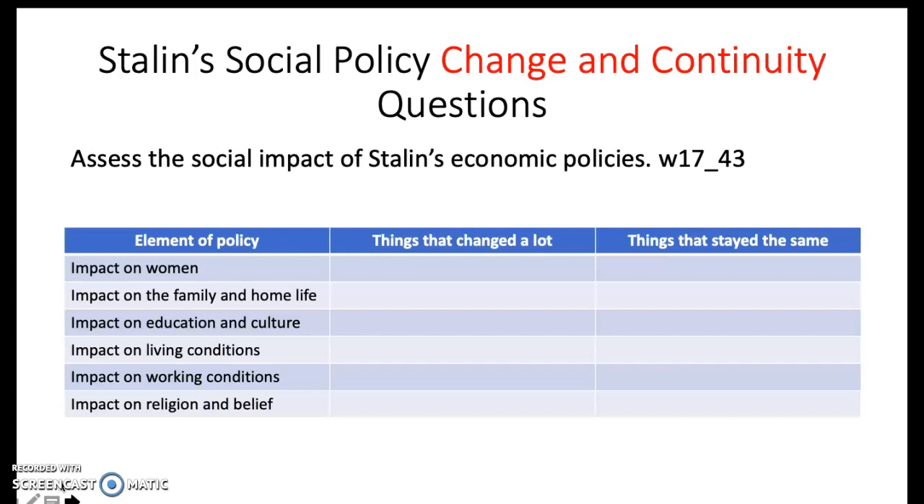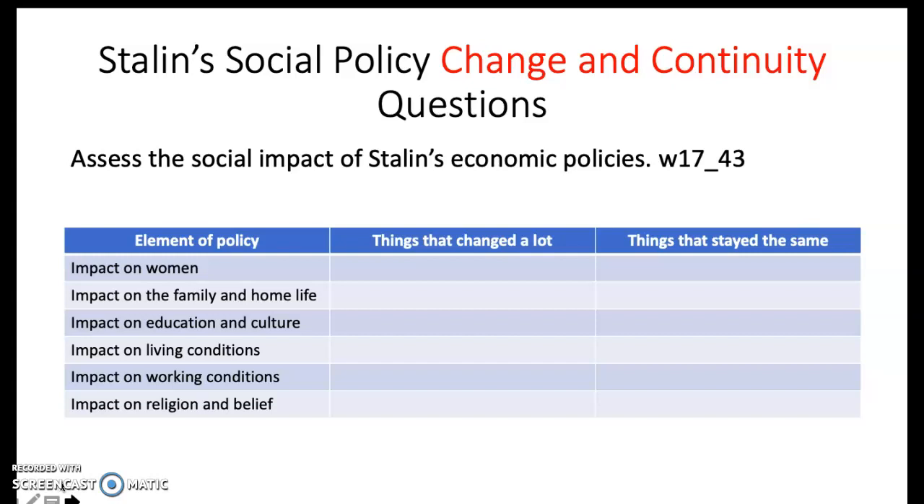So let's have a look at a couple of examples. This is a Stalin question: assess the social impact of Stalin's economic policies. This isn't actually very different from the other Stalin social impact question, except that you've got to make sure that you're referring specifically to collectivization and the 5-year plans, but I think you could probably do that. So the impact of collectivization, for example, on women, the impact of the 5-year plans on women, and so on. So these, I think, are the social impacts, generally speaking.